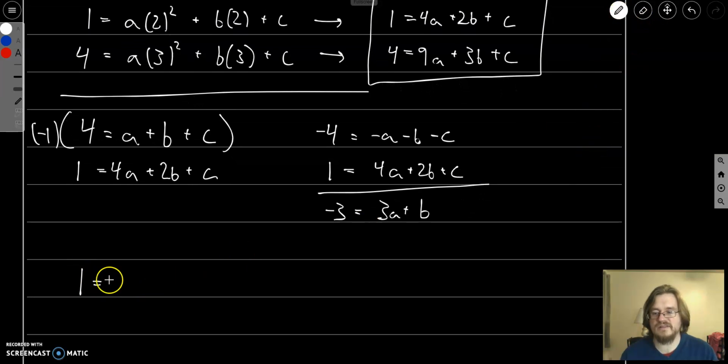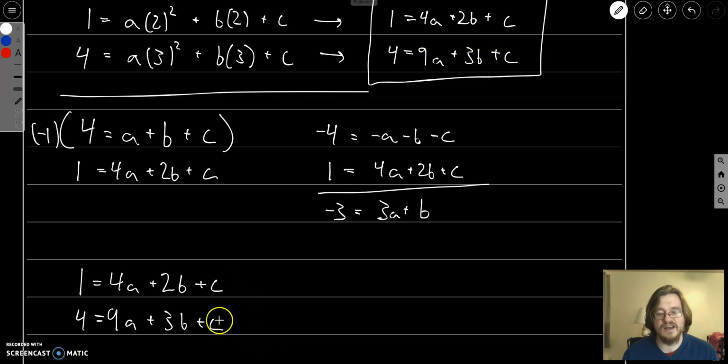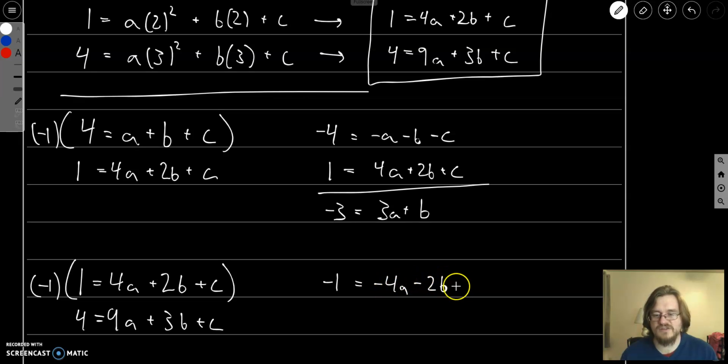I'll take 1 is equal to 4A plus 2B plus C. We'll have 4 is equal to 9A plus 3B plus C. Again, the C's nearly cancel if the top one were negative, so I'll just take this top equation times -1, and we'll get -1 is equal to -4A minus 2B minus C. On the bottom, we still have the same thing. I'm not multiplying that by anything, so this is 9A plus 3B plus C.